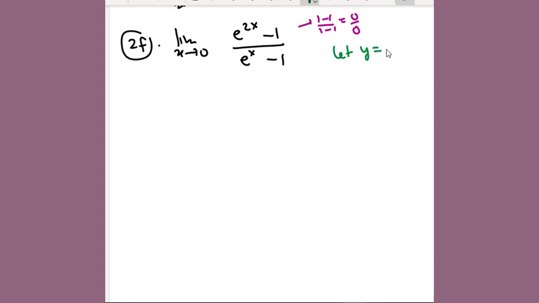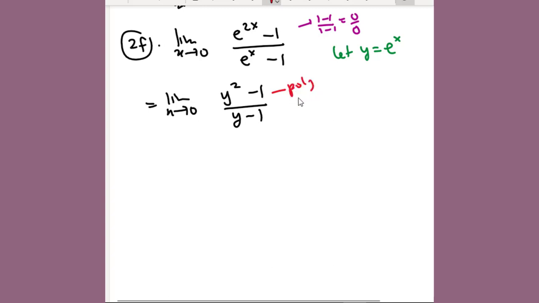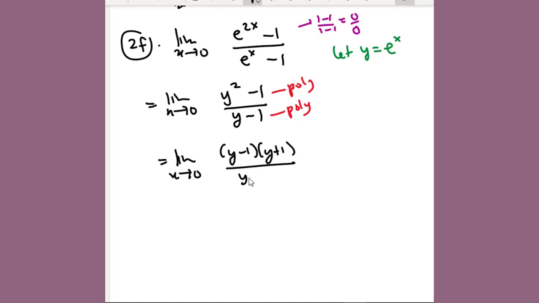y equal to e^x, okay, here this one can be written like this, e^x squared. So y squared minus 1 over y minus 1. So this one is considered poly over poly. Then factorize. Limit as x approaches 0, (y minus 1)(y plus 1) over y minus 1. Then this one can be canceled. So we get this one is y plus 1.